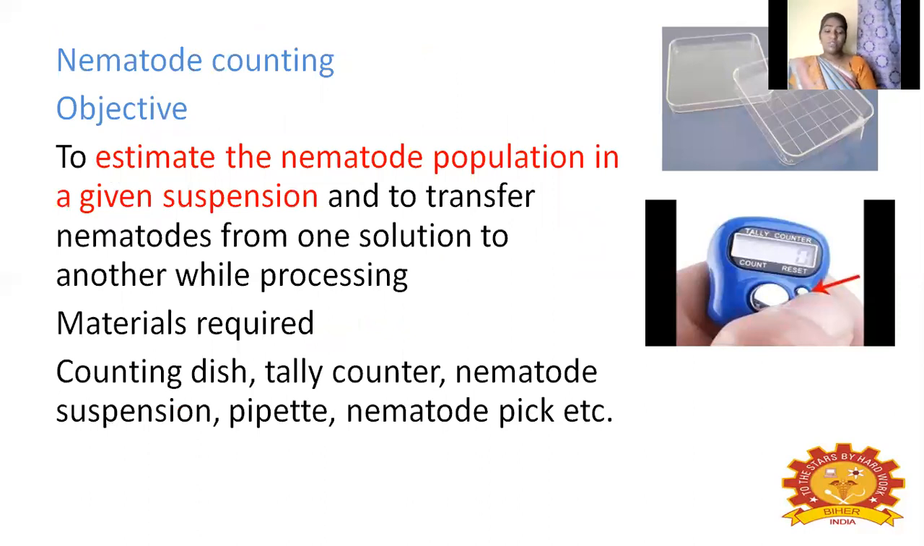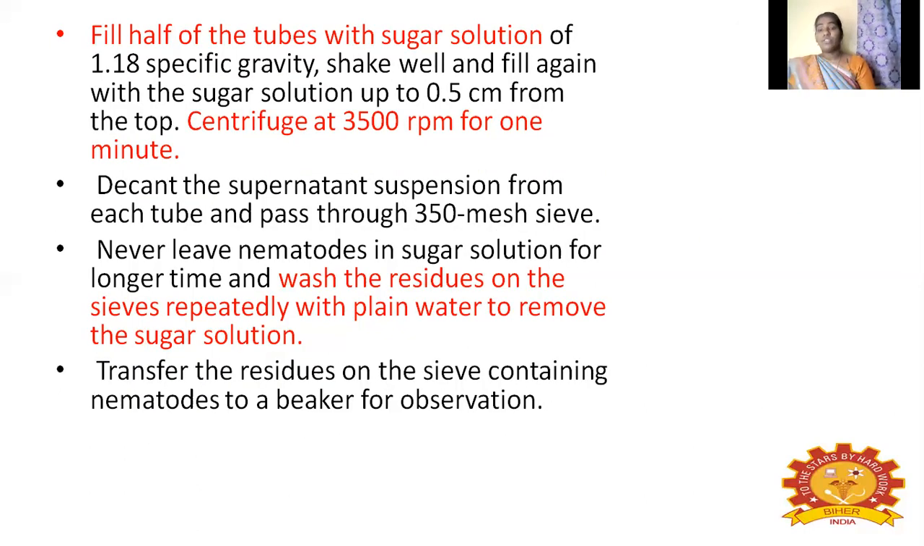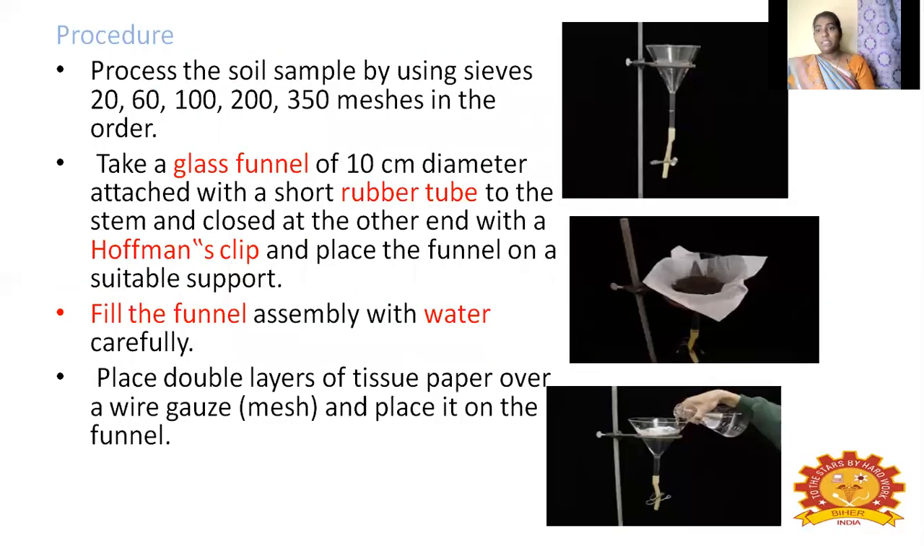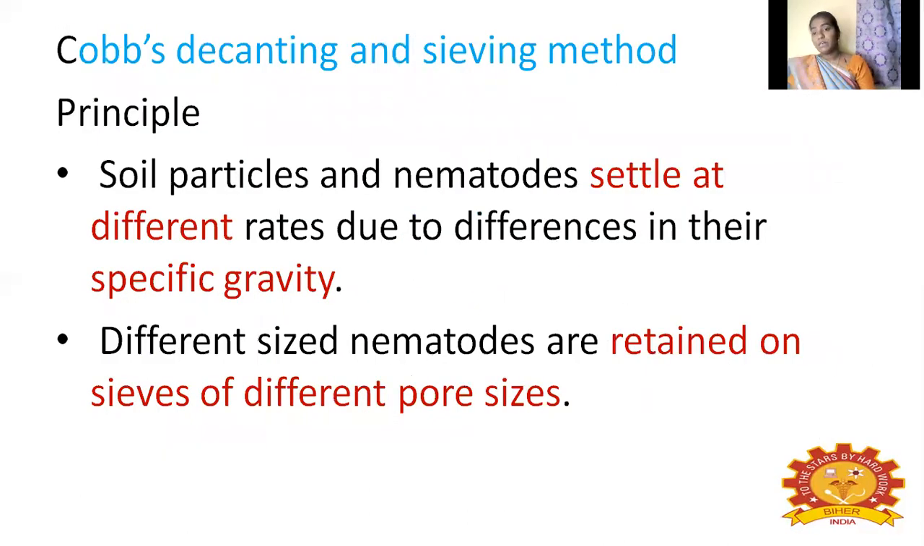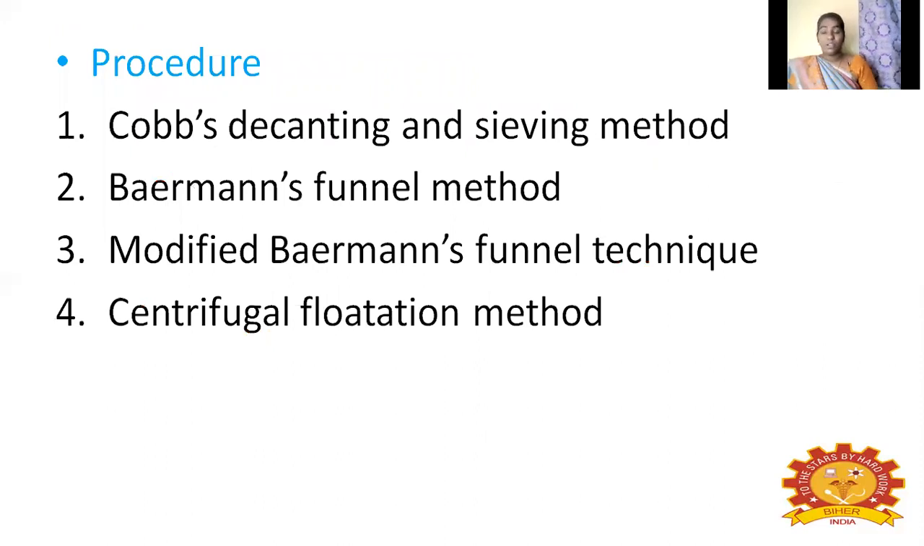Before these steps, we have seen different types of extraction: Cobb's decanting method, Berman's funnel method, modified Berman's funnel method, and centrifuge floating method. Of these four procedures, Cobb's decanting and sieving is the main method. It's the primary step where we collect the soil sample, and after that a series of sieve techniques is followed, in which the residues from different sieves are collected.